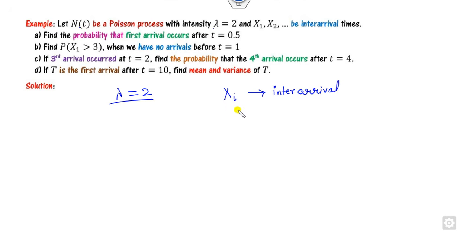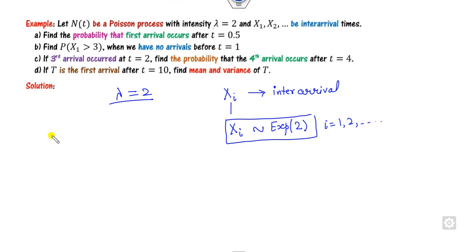So what is the meaning of that? It means Xi's follow the exponential distribution with the intensity rate 2. This is given to you for all i, 1, 2 and so on. Find the probability of the first arrival, that is my T1, being after 0.5. This is the first requirement for you.